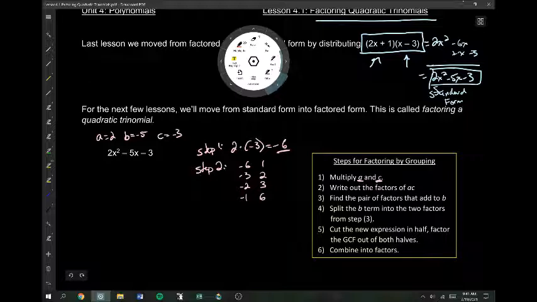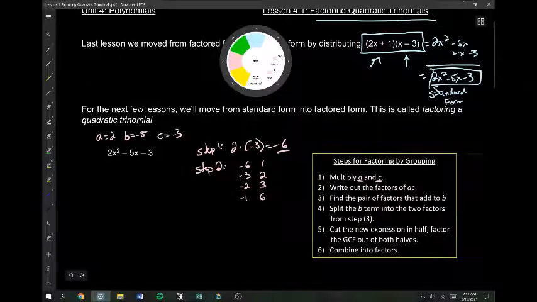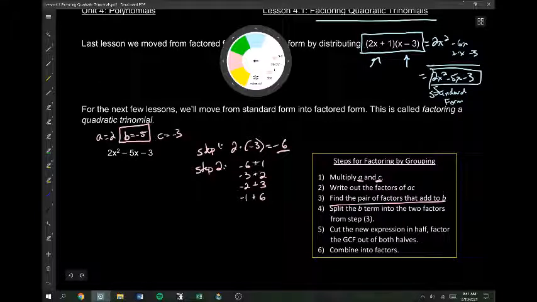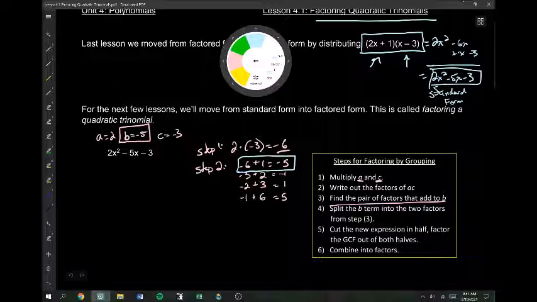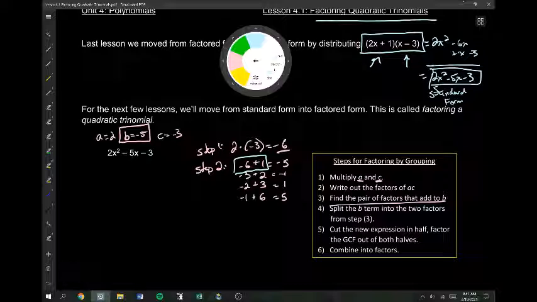Step 3 is find the pair of factors that add up to b. So I want to find something that adds up to negative 5. Well, if I add up all of these pairs, one of them should come out to negative 5. It turns out it was the first one. I want negative 5, not positive 5. So this is the pair of factors that I want. So I'm going to use the numbers negative 6 and 1.